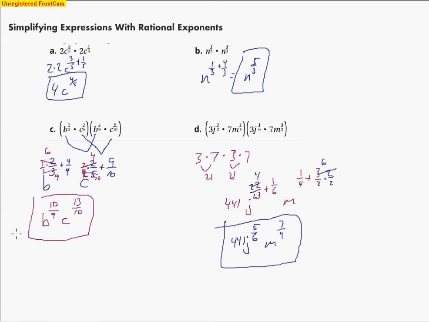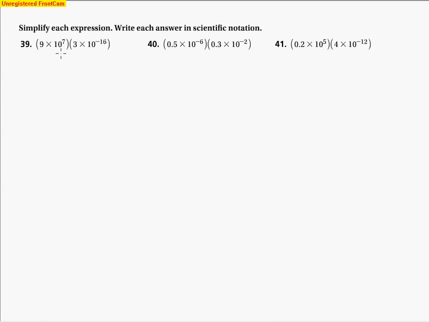Let's take a look at the next problem here. And these are scientific notation problems. So simplify each expression, write each answer in scientific notation. And so let's take a look at the first part. It's the same sort of thing we had done on the last few problems.